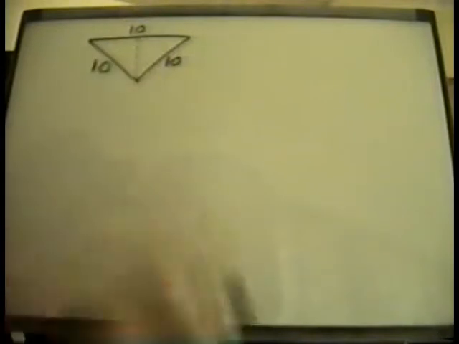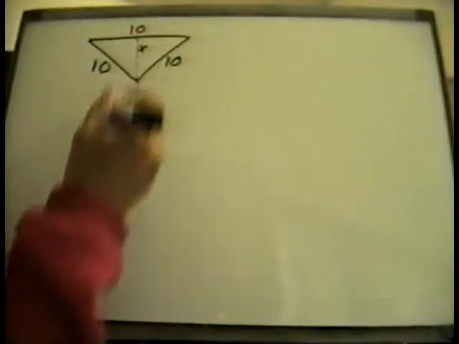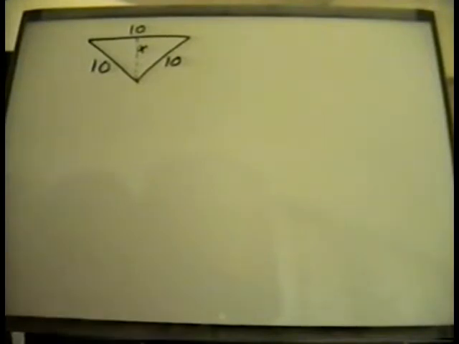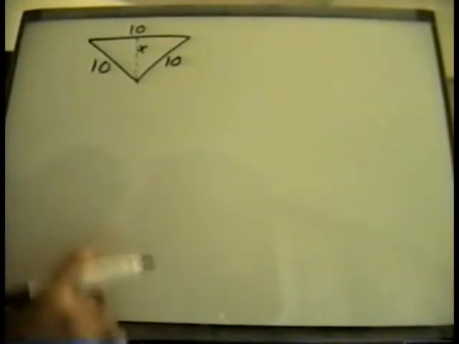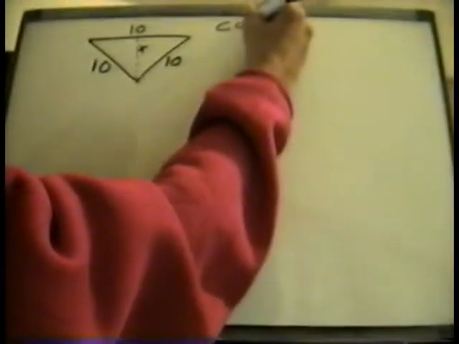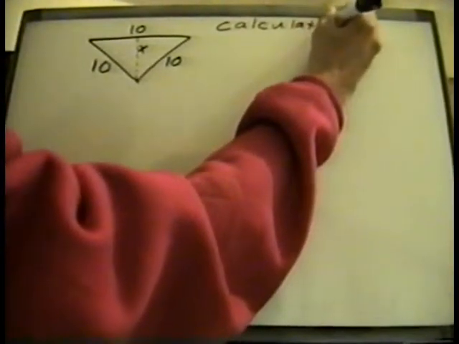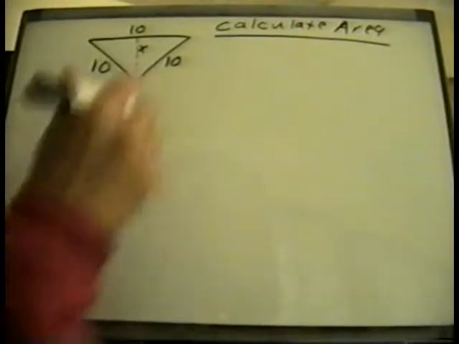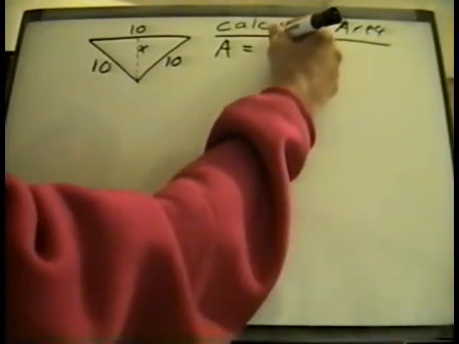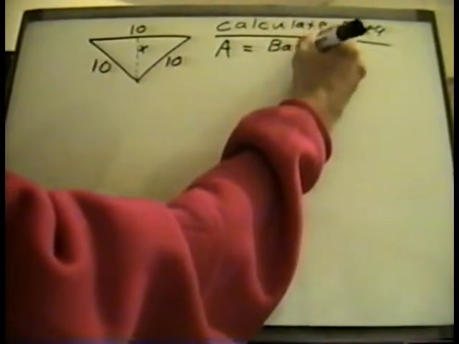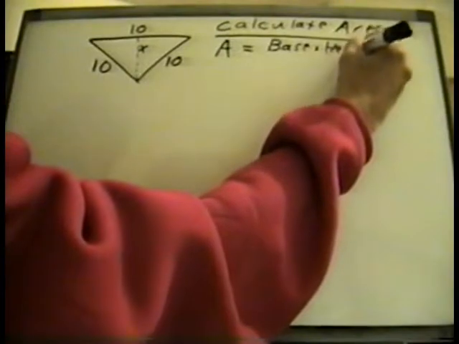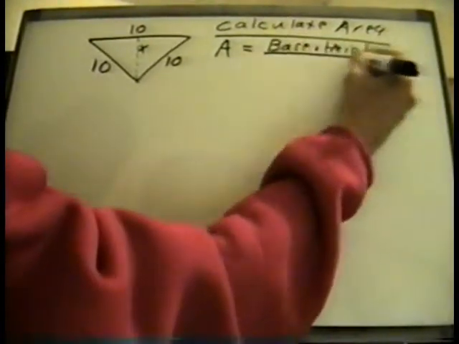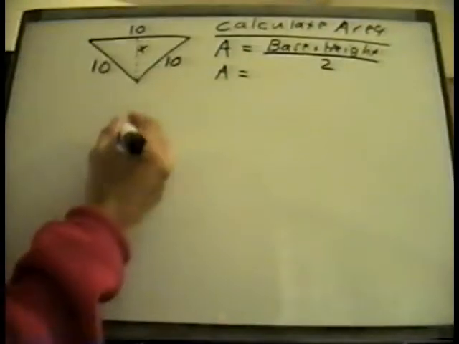Or we're going to say x. We're going to use x for the height. Okay. Now we want to calculate the area for this triangle. Okay. So the area of a triangle is equal to the base times the height over 2.